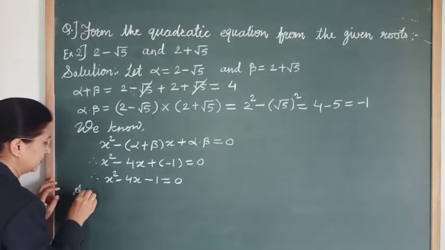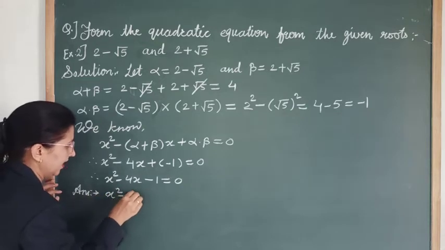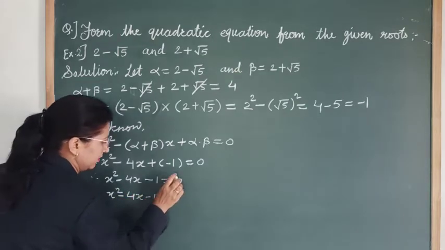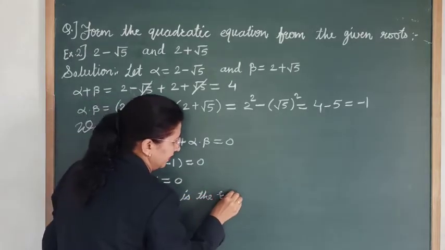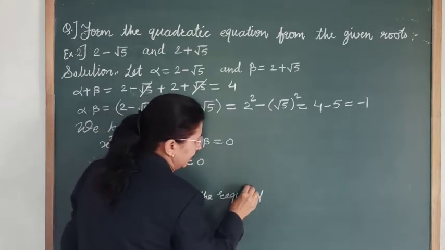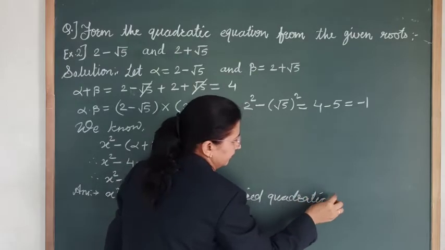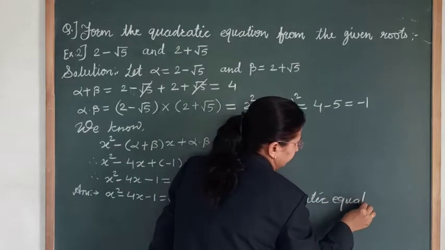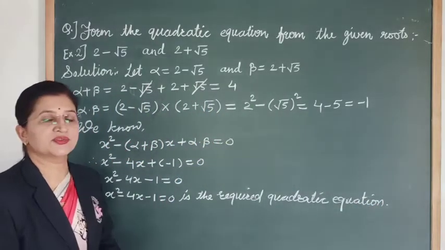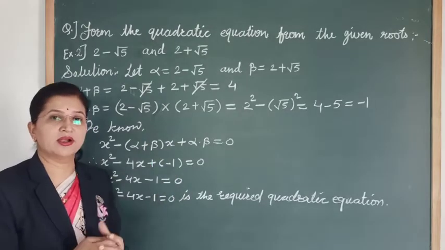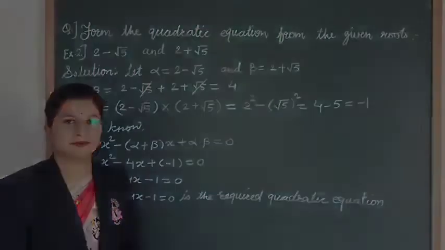So let's write down our last answer. x square minus 4x minus 1 is equal to 0 is the required quadratic equation. So in this way, dear students, we learned how to make the quadratic equation when the roots are given. Now let's solve another type of example.